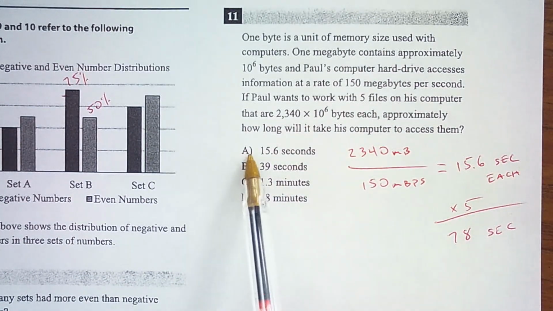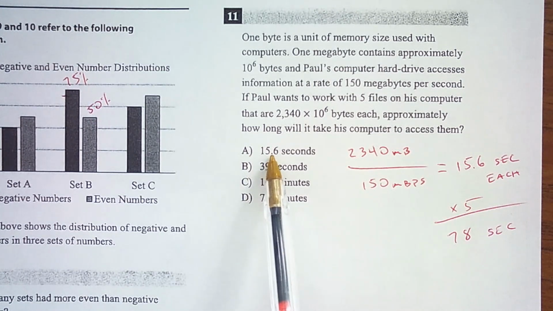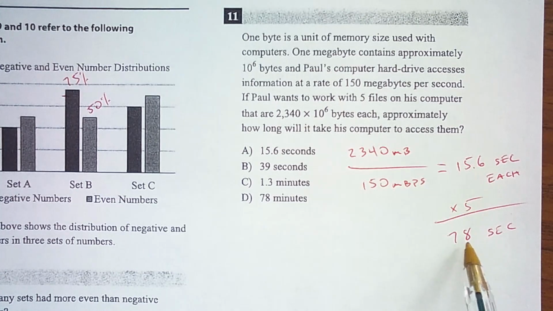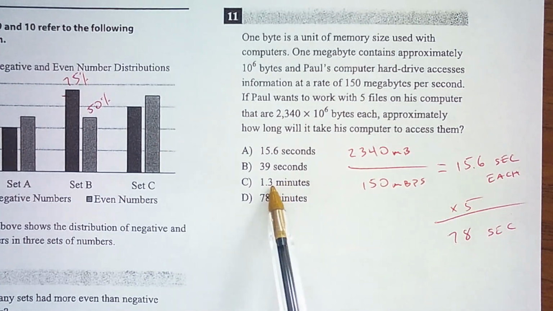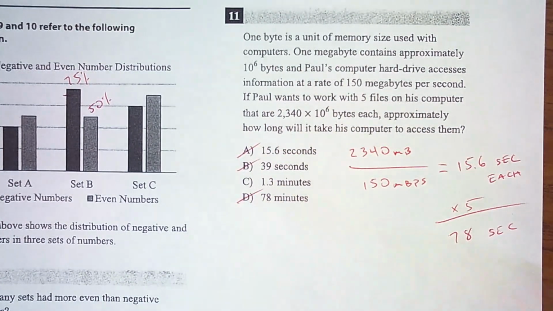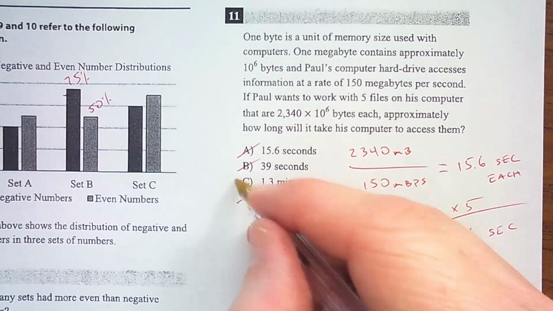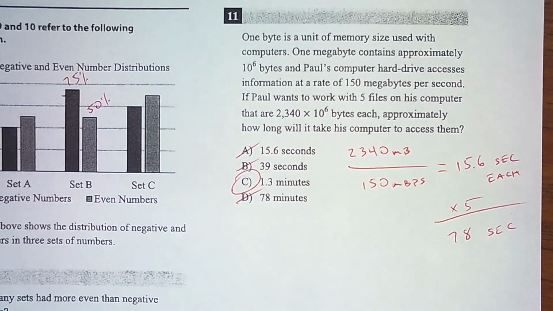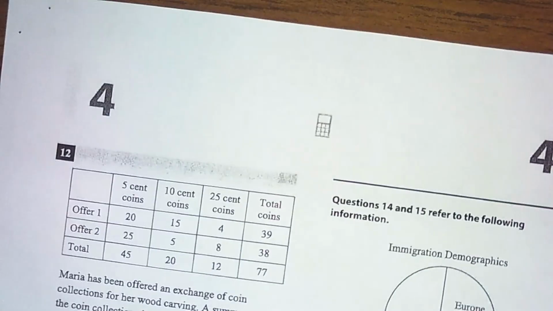Okay, that's more than 15.6 seconds. 15.6 seconds will only do one file. Okay, 39 seconds, no, we're more than that. We're at 78 seconds. Then we have 1.3 minutes, or 78 minutes. So I know it's not A or B. I know it's not 78 minutes. So 78 seconds must be about 1.3 minutes. Okay, so our next page will bring us to number 12.